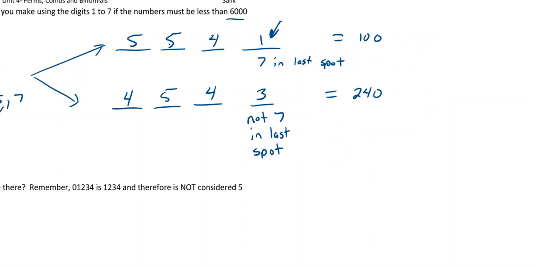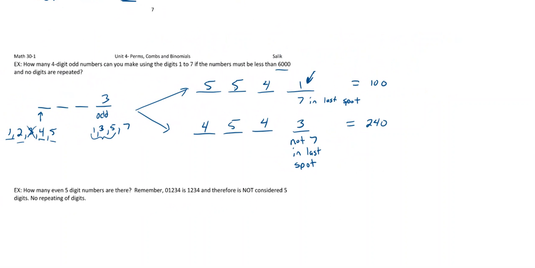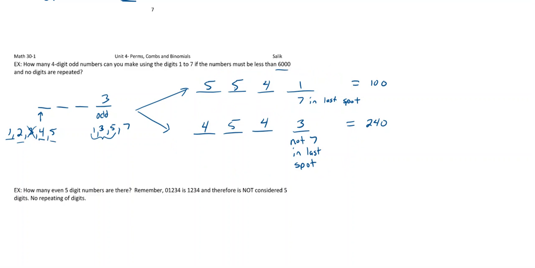And then what do we do with those two numbers? This really is an or situation. It was this situation or this situation. It's not and. It wasn't both of those things happening. Only one of them is going to happen. So it's an or, and we're going to add those two together. If you add those two together, we end up getting 340.